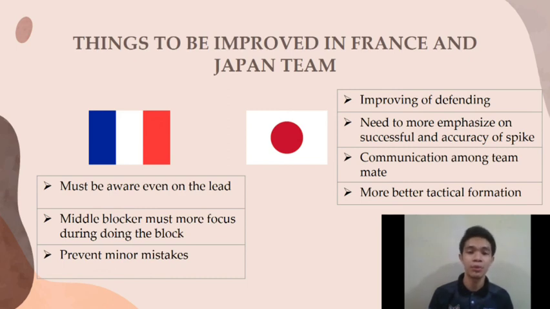Next is improving the communication among the teammates. We can see that the Japan team has slight miscommunication. The lost communication among teammates led to difficulty defending for the Japan team. Japan also needs a better tactical formation. This is because we can see during the match that France has a better tactical formation compared with Japan, and for that, France won the game.